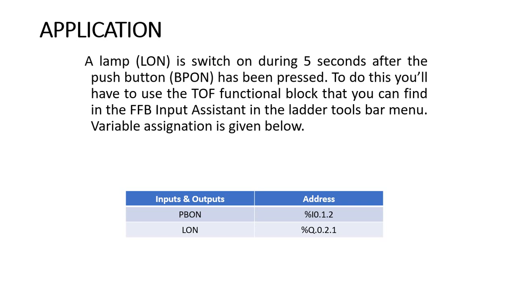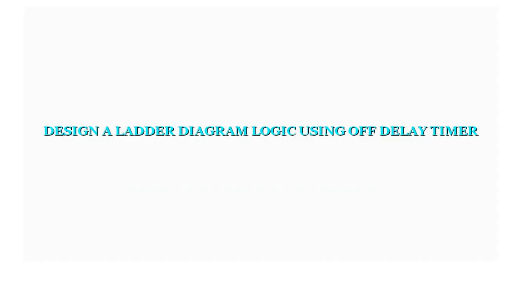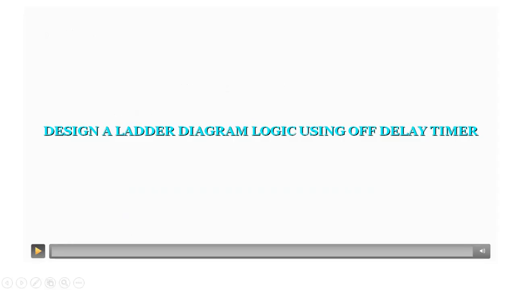In short, the switching on is done by pressing the push button PB on. Switching off is done when you release the same button. After 5 seconds, the lamp should go off. The input PB on is assigned to the address %I0.1.2 and L on is assigned to the address %Q0.2.1. We'll see the application in detail.